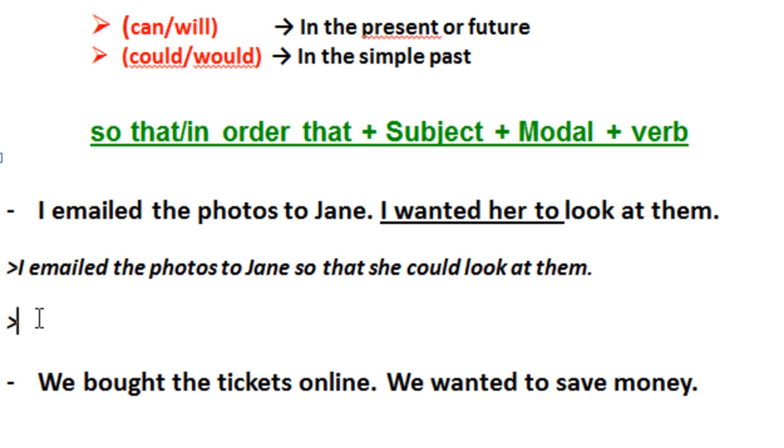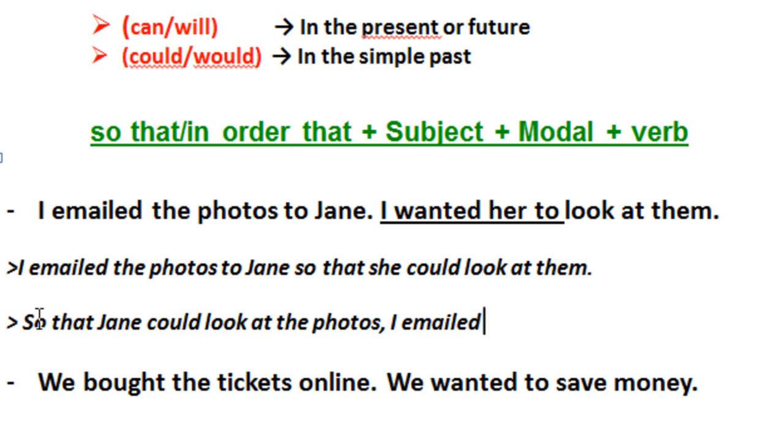Second is, as I said, using in order that in the middle of the sentence. So that Jane could look at them. Them refers to the photos. When we start a sentence by so that or in order that, a comma should be put between the first clause and the second clause. So that Jane could look at the photos, I emailed them. Here them refers to the photos.